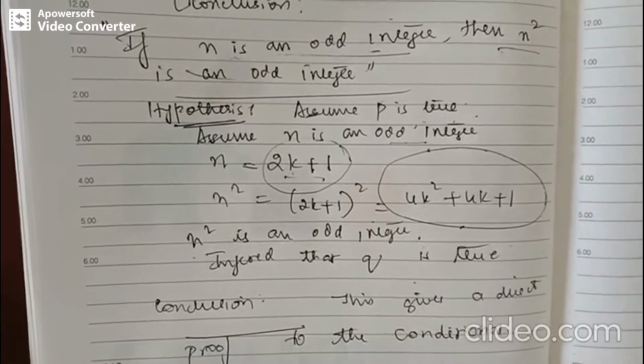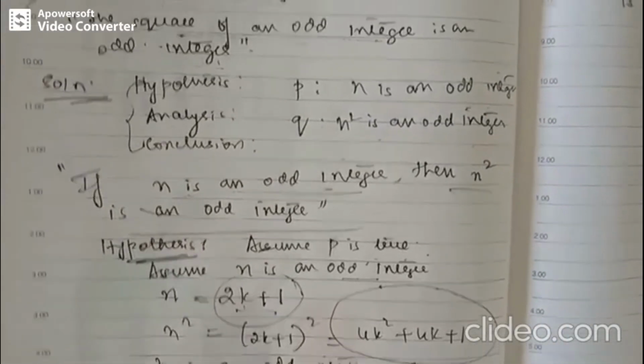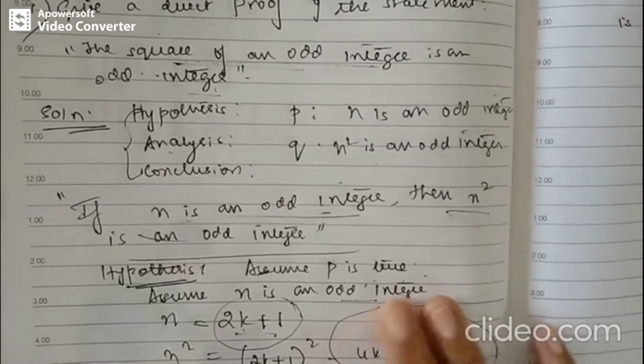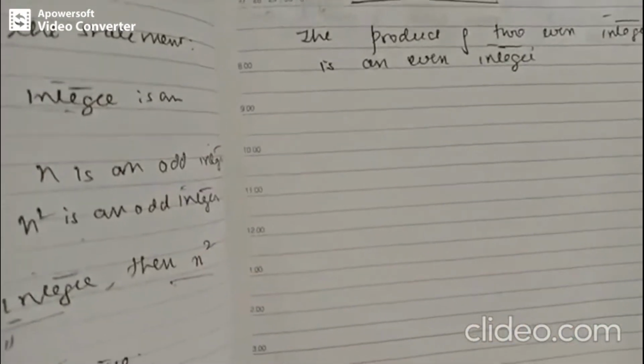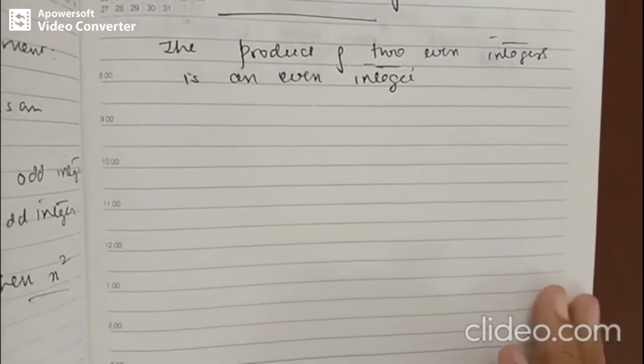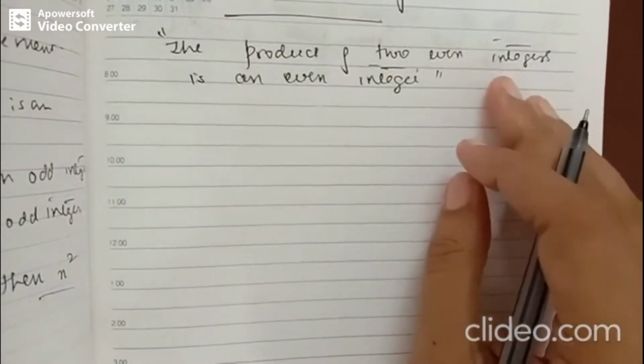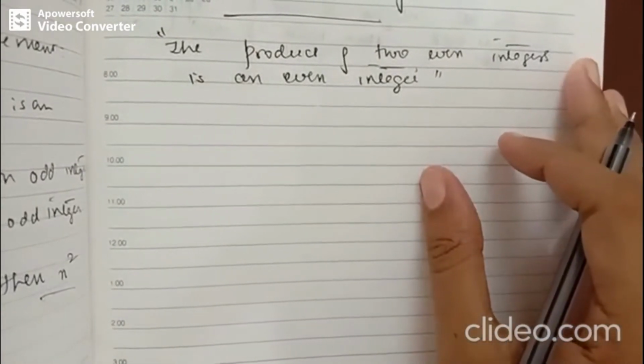So this is how we need to solve a problem based on direct proofs. Okay, so let's move to the second kind of proof, that is solving in terms of indirect proof. So this is the question given. First of all, you need to know how to solve based on the indirect proofs.